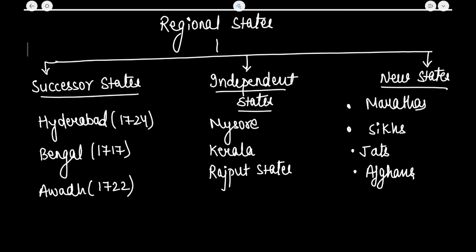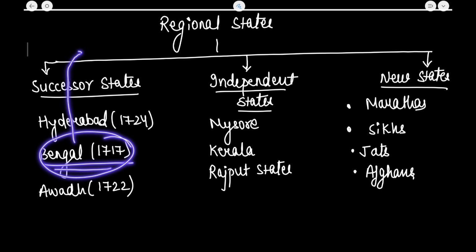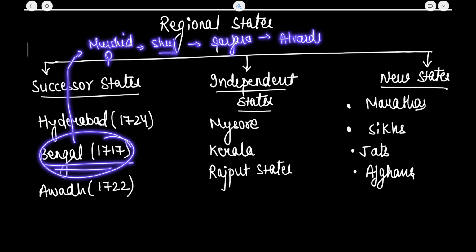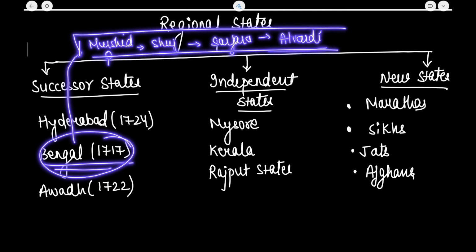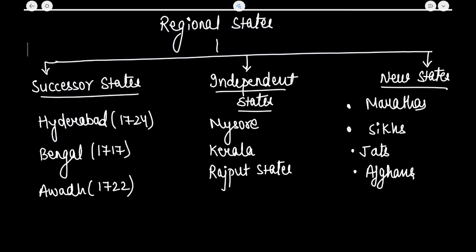Okay. Now, if I talk about the chronology of the Bengal rulers, first of all, the founder I have told you about, Murshid Quli Khan. After Murshid Quli Khan came Shuja Uddin, then came Sarfaraz Khan, and then was Alivardi Khan. Okay? This is an important chronology of the leaders that you need to know.